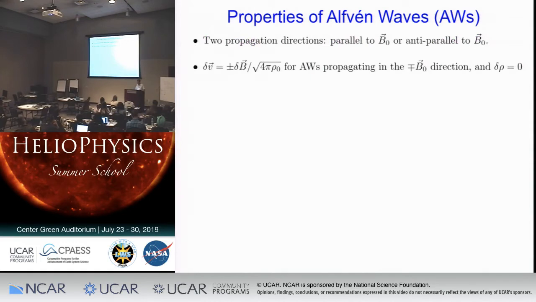A couple properties of the Alfvén waves. It turns out that the fluctuating velocity is plus or minus the fluctuating magnetic field divided by the square root of 4 pi rho naught. Rho naught is the background density. This is for Alfvén waves propagating in the minus or plus B naught direction, and delta rho is equal to zero here. So if delta V is plus delta B over the square root of 4 pi rho naught, the Alfvén wave is moving in the minus B naught direction, and vice versa.